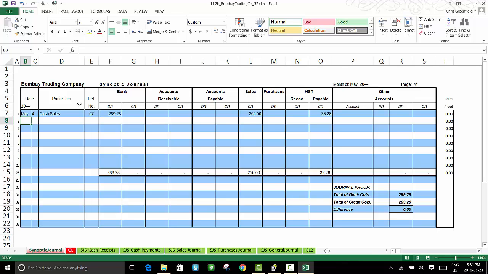Okay, so the next transaction we have is for May the 5th. We have a sales invoice number 165 that we issued to Paul Rogan for the sale of $412 worth of merchandise on account, so there's no cash involved. And there's HST of $53.56 for a total owing of $465.56.